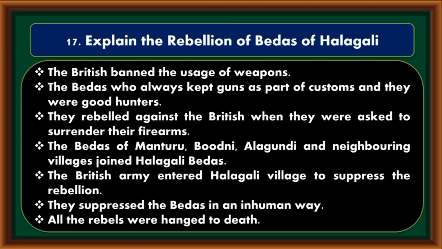The British army entered Halagali village to suppress the rebellion. They suppressed the Bedas in an inhuman way. All the rebels were hanged to death.